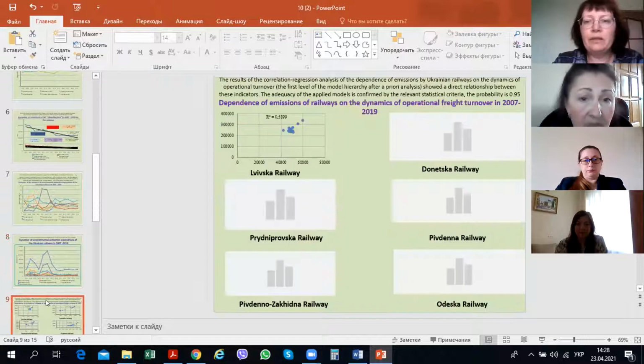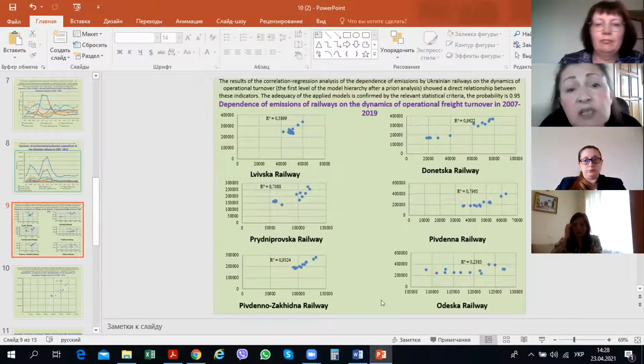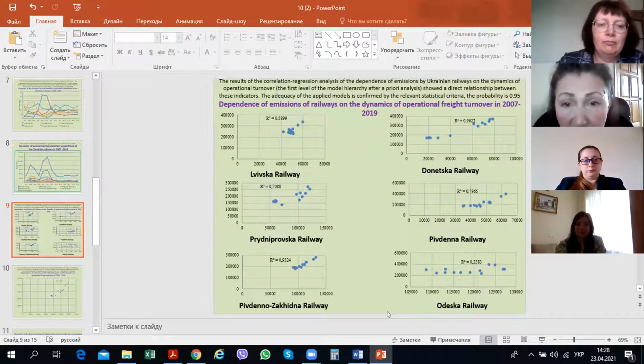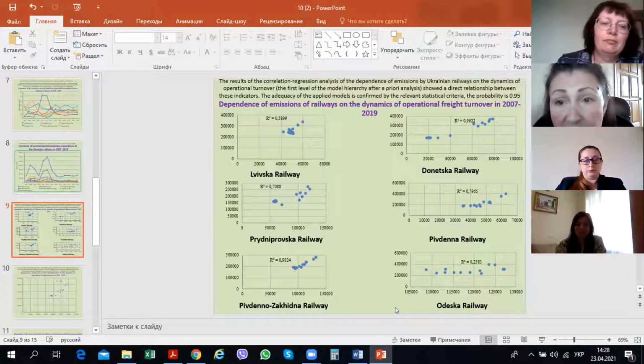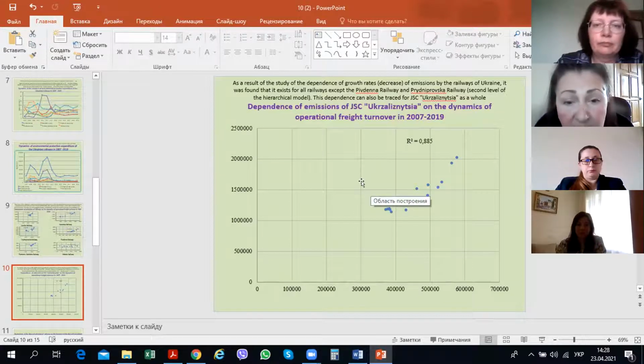Okay, the results of the correlation-regression analysis of the dependence of emissions are characterized for the different railways. As a result of the study of the dependence of the growth rate decrease of emissions of the railways of Ukraine, it was found that it exists for all railways except the Pivdenna railway and the Pridniprovska railway.